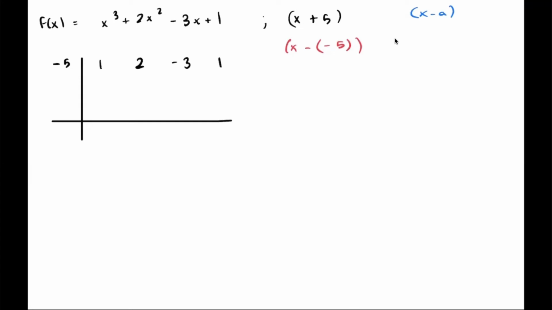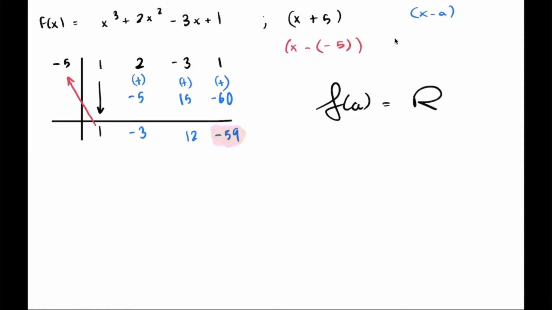So now, for the first coefficient, we will just take it down as it is. And then we will multiply it by a, which is negative 5, which you will get negative 5. And then you add 2 plus negative 5, which is negative 3. Then you multiply negative 3 times negative 5, which will be 15. Then you add here, you will get 12. Then 12 times negative 5, again, you will get negative 60. And you add them, and you will get negative 59. So our remainder here is negative 59.